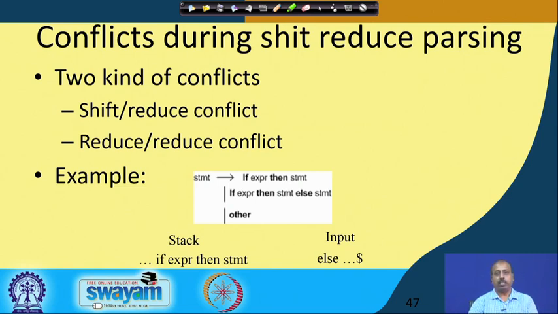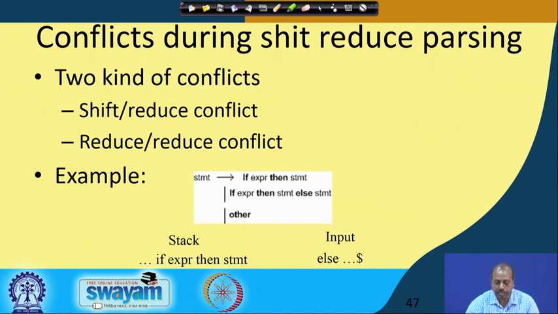Another thing is the reduce reduce conflict. Here the parser does not know which rule to apply for doing the reduction. It finds that some reduction has to be done, but there may be more than one rule which qualifies, that is, the right hand side of more than one rule matches the handle. Then which rule to follow? That is the reduce reduce conflict.